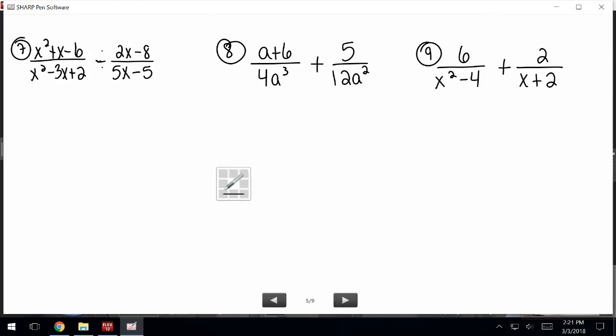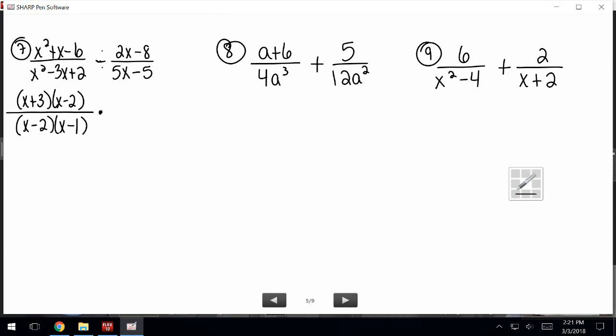All right, number 7, you've got a division again. You don't want division. You want multiplication. So let's factor the first guy. That'll be plus 3 and minus 2. Let's factor the bottom guy. That'd be minus 2 and minus 1. Change that division sign to multiplication. And let's flip this guy. All right, then we have a GCF of 5 on the top, which leaves me with x minus 1. And a GCF of 2 on the bottom, which leaves me with x minus 4.